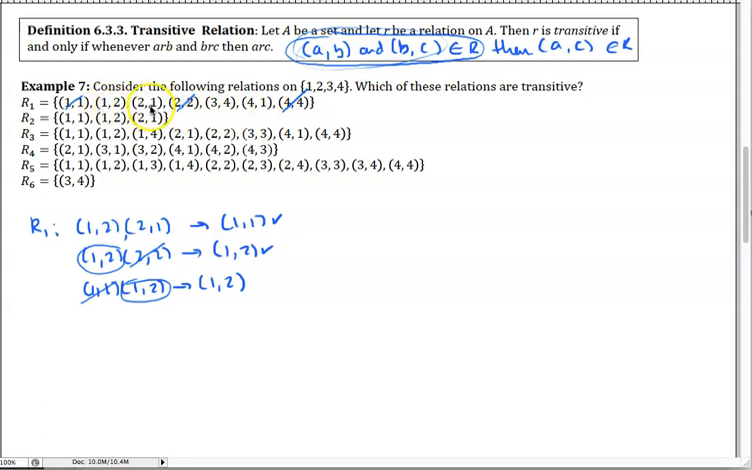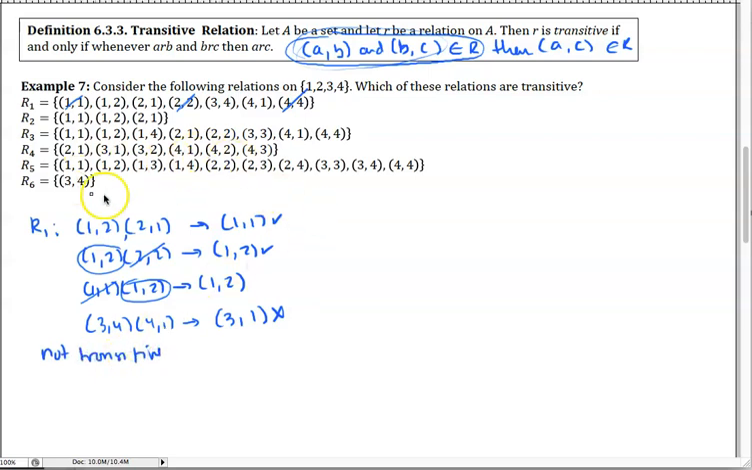Okay, so let's see, (3,4) and (4,1). Let's put these together. So (3,4) and (4,1). Because those are there, (3,1) has to be in there for it to be transitive, and (3,1) is not there. So this means this is not transitive.